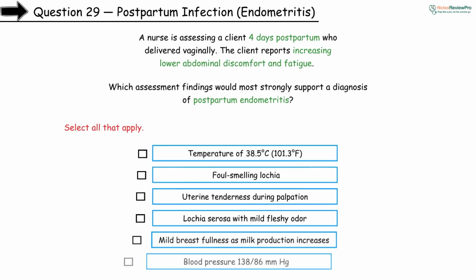Let's look at the options. Temperature of 38.5 degrees Celsius, foul-smelling lochia, uterine tenderness during palpation, lochia serosa with mild fleshy odor, mild breast fullness, blood pressure 138/86 millimeters of mercury. Take a moment and think about your answer. Remember, this is SATA.